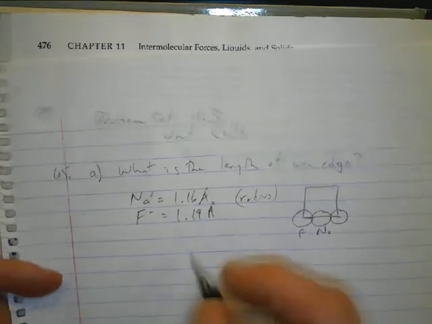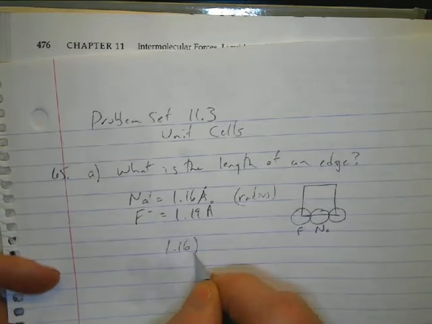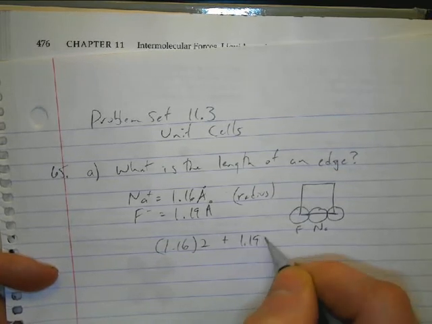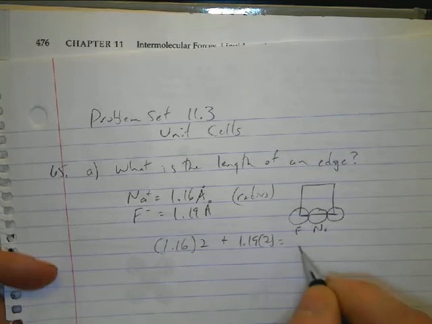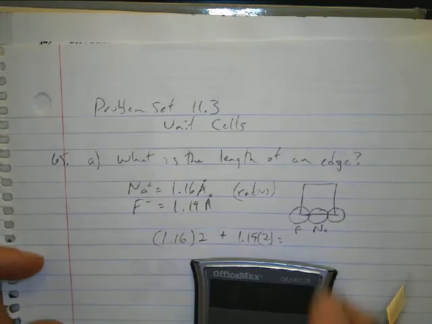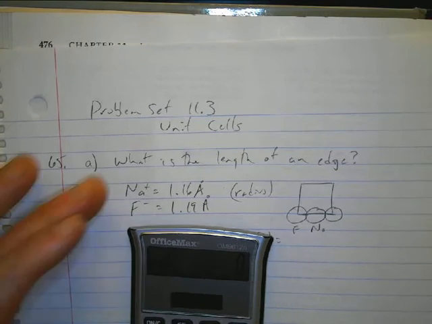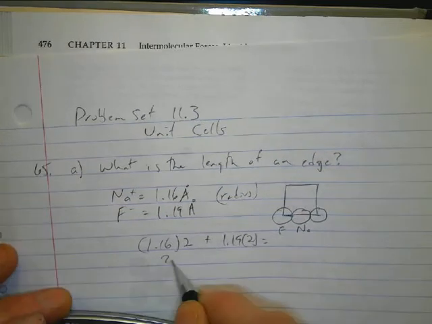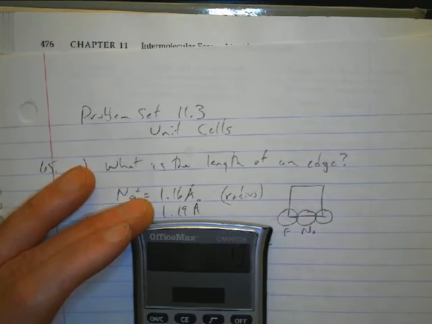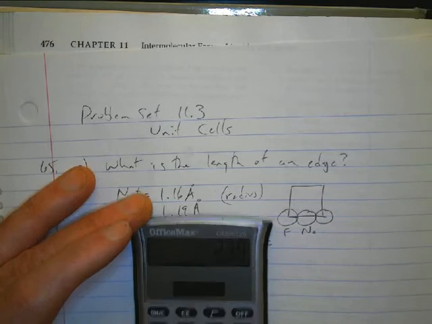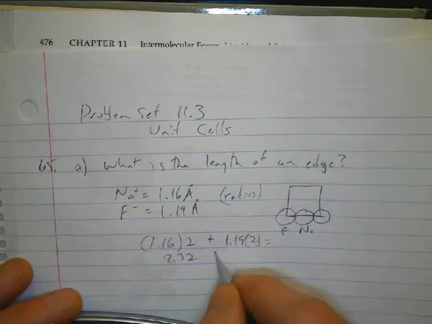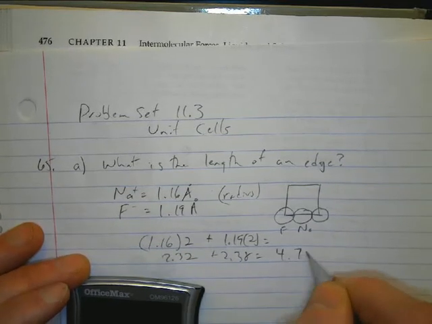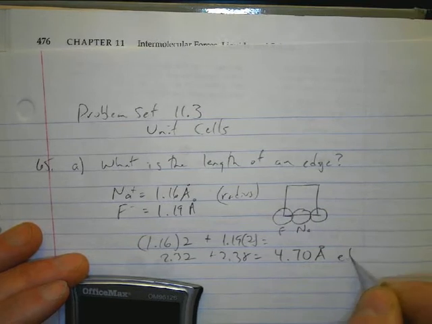Okay? So that's 1.16 times 2 for the sodium, 1.19 times 2 for the fluoride, and so that turned out to be 2.32 plus 2.38, which is 4.70 angstroms is the edge. Okay?